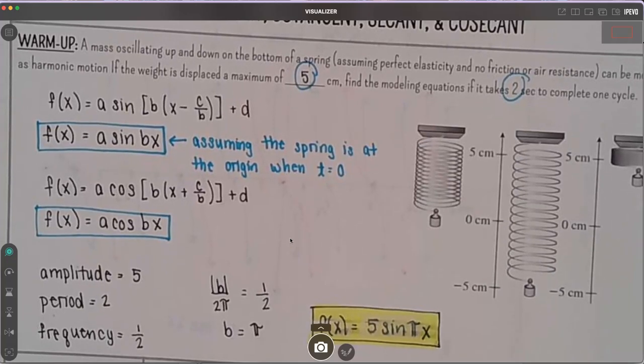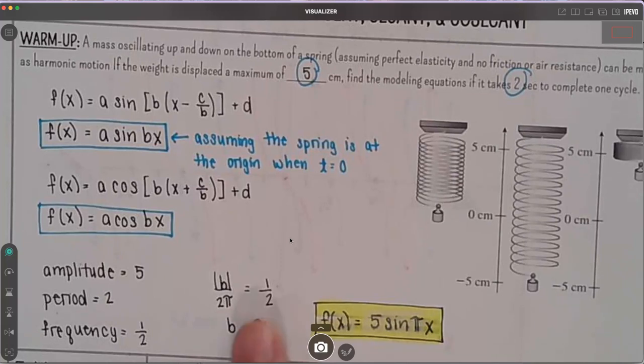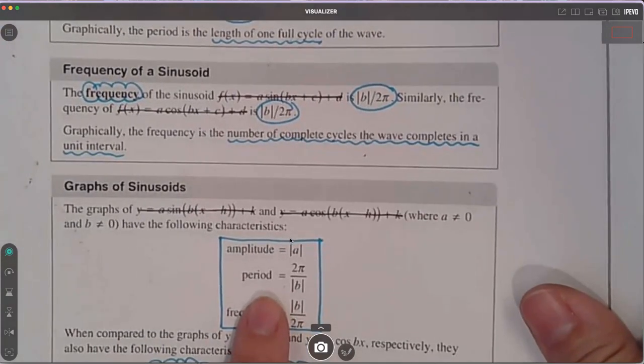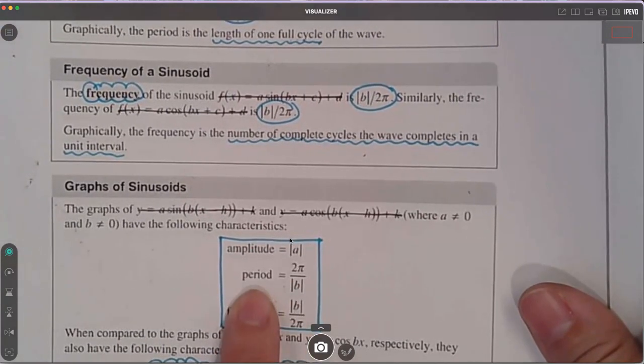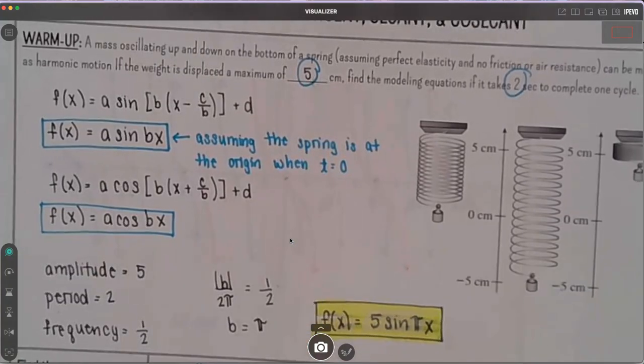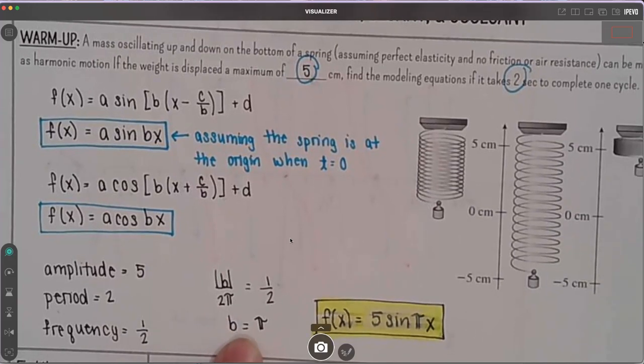Yes? Where did you find b? Okay. So the formula can be found here, it's in 4b. I know the period is 2 pi over b. The frequency is b over 2 pi. I decided to use the frequency. You could use the period instead. The frequency is 1/2, so b over 2 pi equals 1/2. Solve for b, you get pi. Sure.